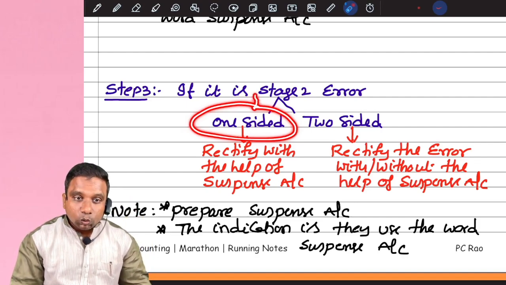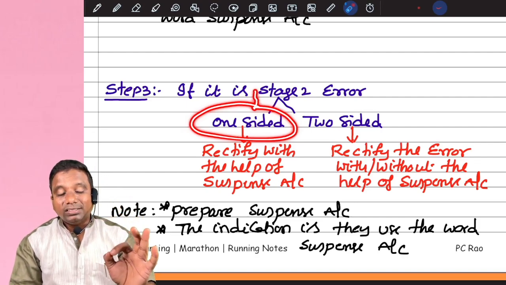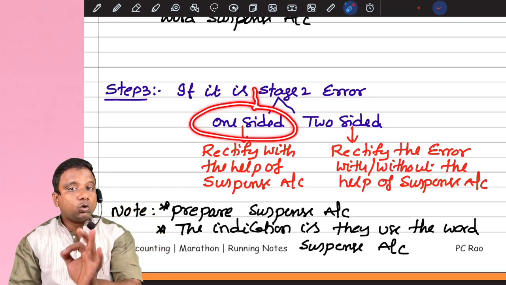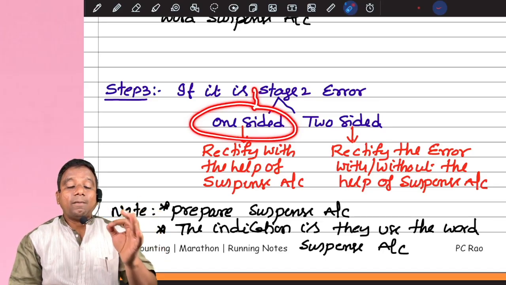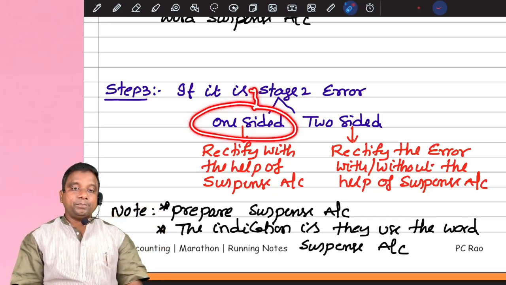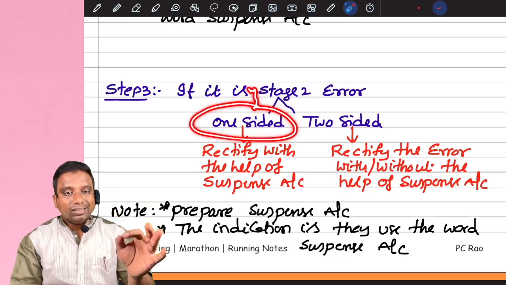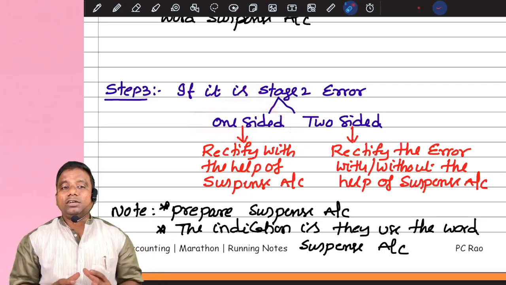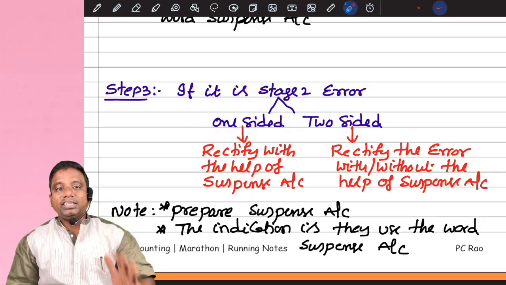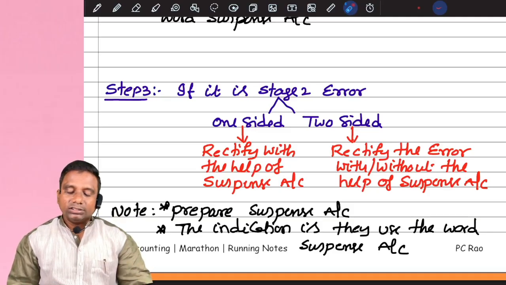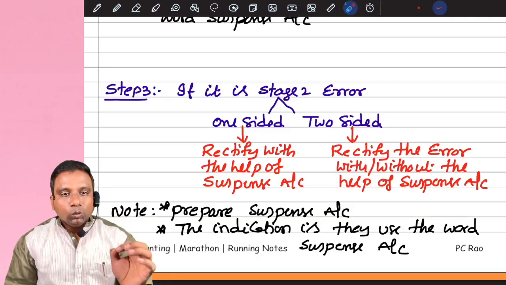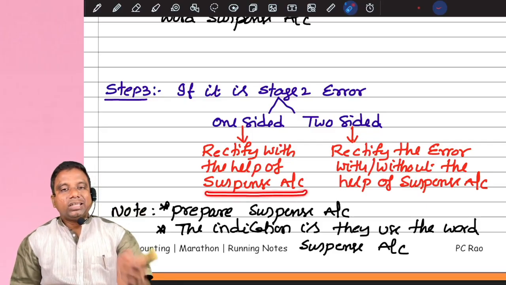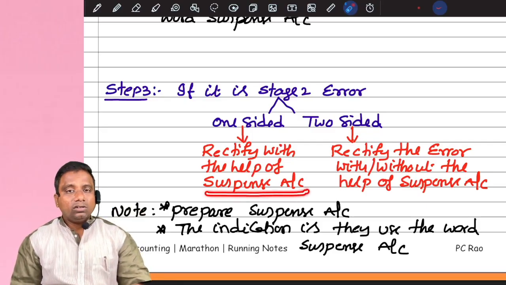In stage 2, whether it is a one side error or a two side error, we record a complete rectification entry. Sir, you may ask, one side error means only one account is affected, but to record the rectification entry we need two accounts. Yes, you can use the second account, suspense account.